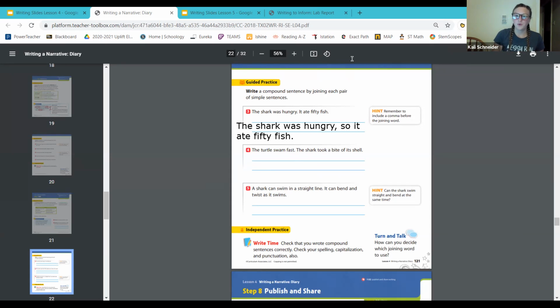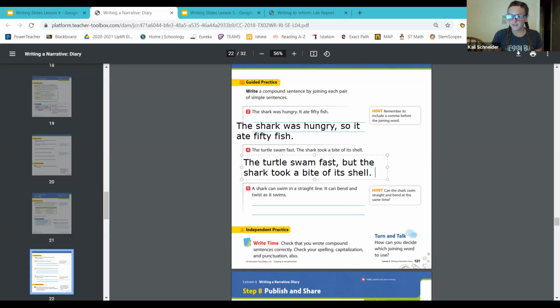I want us to write it or type it or whatever you're using. We're going to make this into a compound sentence. So the turtle swam fast, comma, before the word but, the shark took a bite of its shell. There we go. Uppercase letter, comma before the word, that's going to turn it into a compound sentence, and a period at the end. Very good. If you need to pause, go ahead to get this written. Let's move on to number 5.